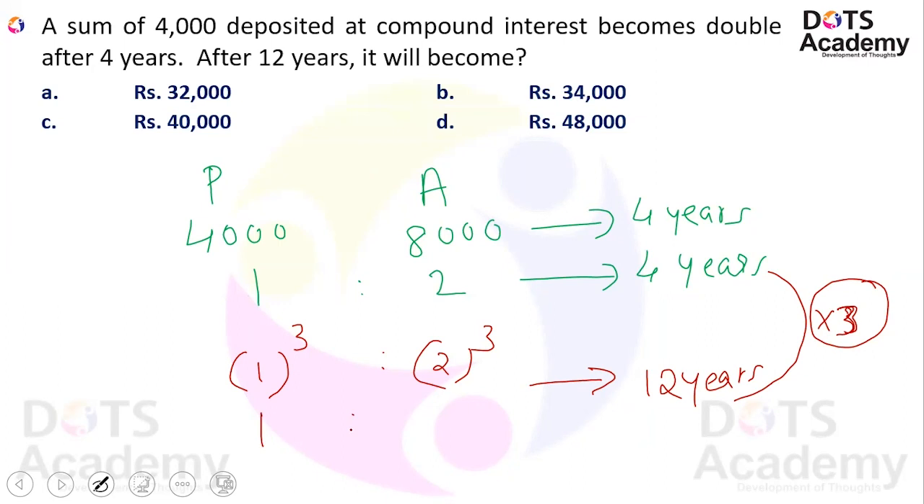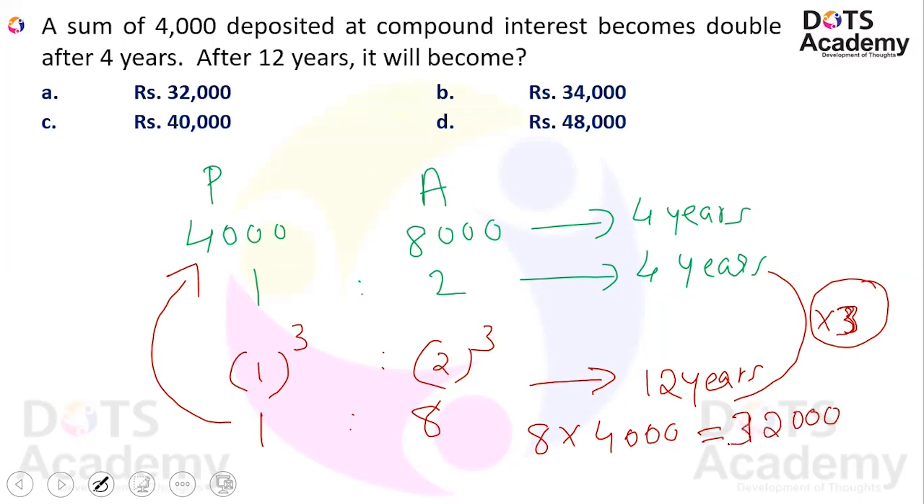That is 1:8. But the value of principal will not change. That always remains as 4,000. That is 1 ratio is equal to 4,000. Therefore, 8 ratio is equal to 8 into 4,000. Therefore, 8 ratio is the amount after 12 years. Therefore, 8 ratio is equal to 8 into 4,000 is equal to 32,000. So you will get the answer in a simple step.